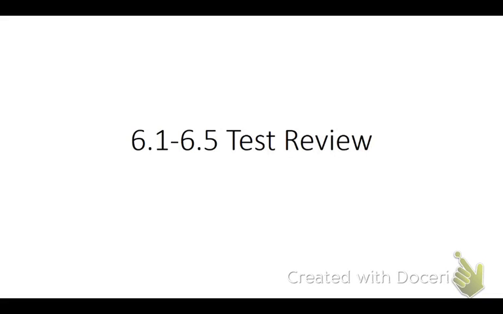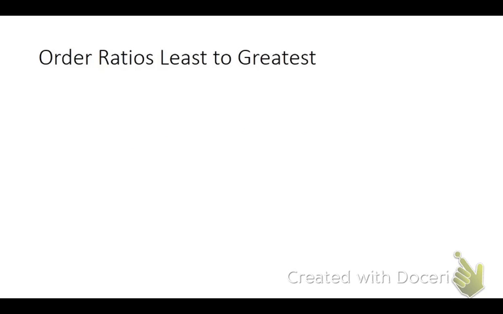So we're reviewing for our test that covers sections 6.1 through 6.5. The first section on your test, so basically each slide is labeled and it goes along with your test. So like the first section on your test is the first slide on the review. The second section is the second slide, that type of thing.